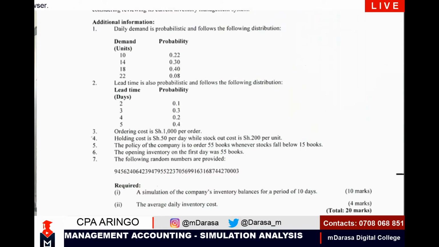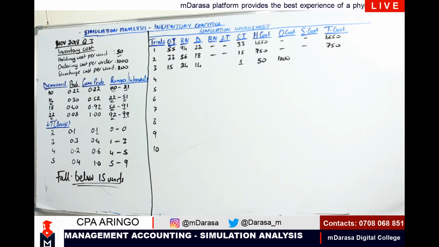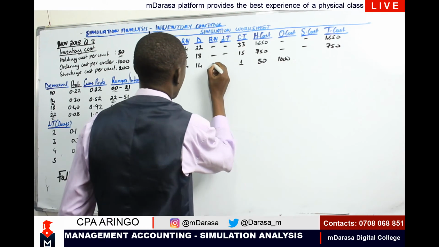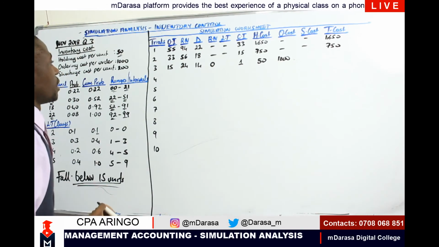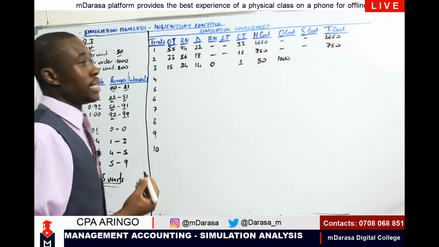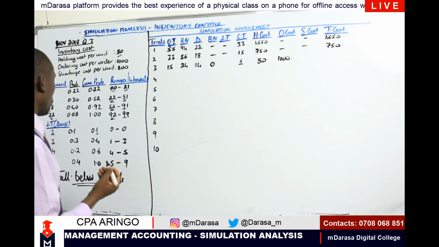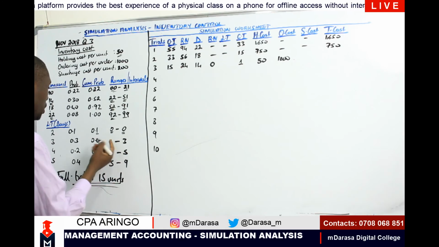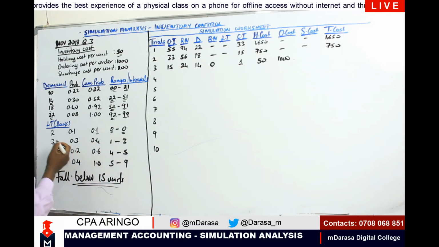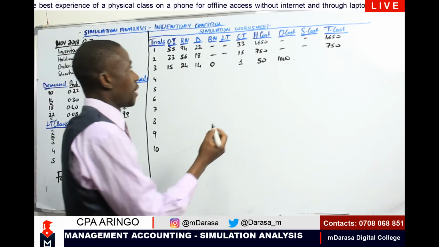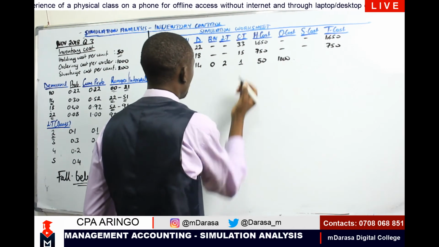After 24, I can clearly see I'm having 0 because I'm taking a single digit. So I'm going to have 0 being our random number. And at 0 being our lead time, where will 0 fall in our range? 0 will fall in between 0 and 0 to give us a lead time of how many days? 2 days.